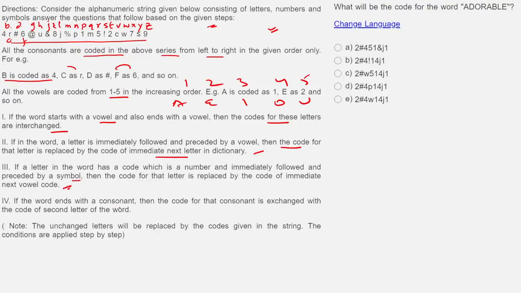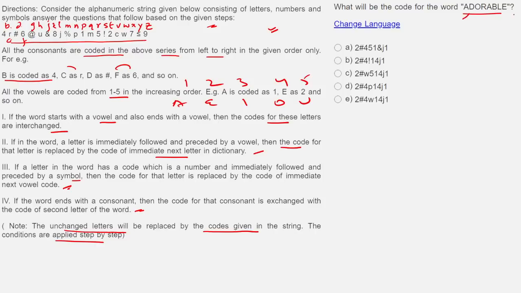If the word ends with a consonant, then the code for that consonant is exchanged with the code of the second letter of the word. What is given? The unchanged letters will be replaced by the codes given in the string. The conditions are applied step by step. So whatever happens in the first step, I'll have to move to the second step only after I'm done with the first step. So what is this?